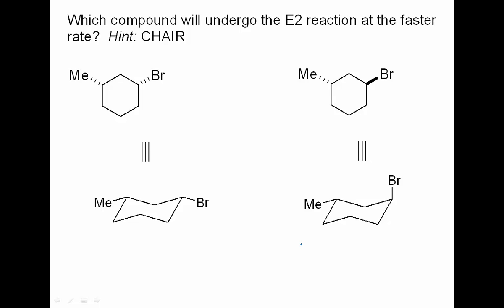Okay, and we're just going to draw the most stable of each of these. The one on the left has methyl and bromine equatorial in the most stable conformation. The one on the right side has bromine axial and methyl equatorial. Remember that bromine is not going to be as large as methyl because there are no hydrogens at bromine.